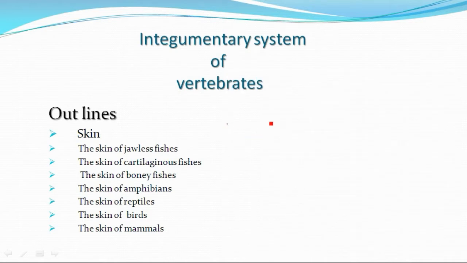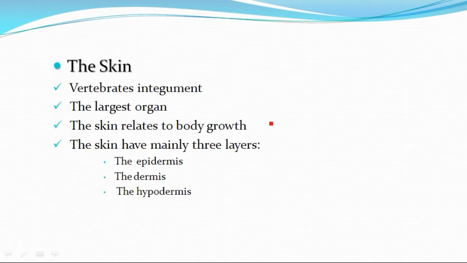So now we are going to discuss the skin. What is skin? Skin is the vertebrate integument, meaning that vertebrates have the integumentary system in the form of skin. It is the largest organ. The skin is related to body growth, meaning that as the body grows, the skin also grows with it.